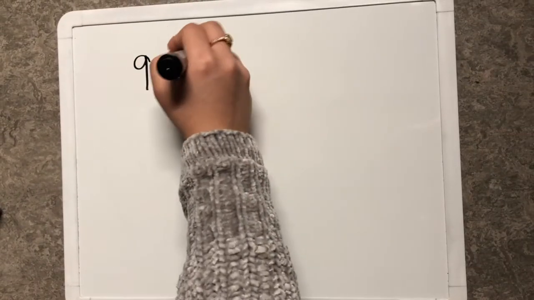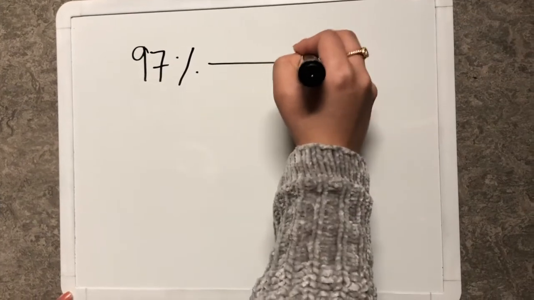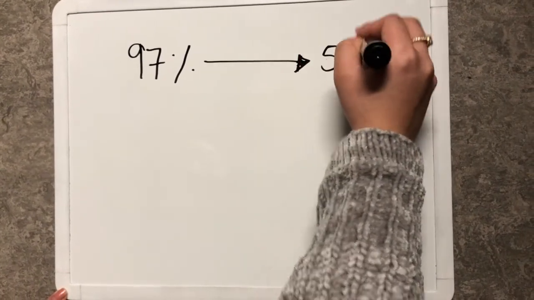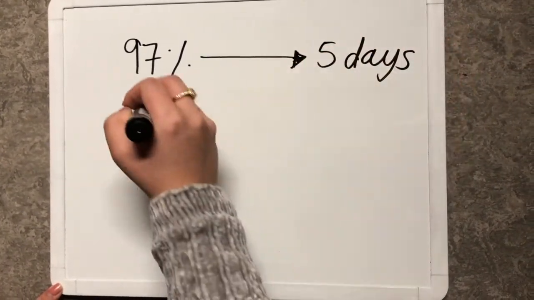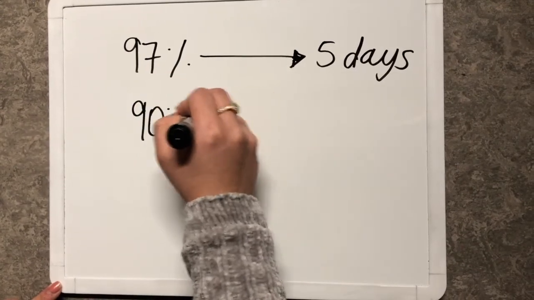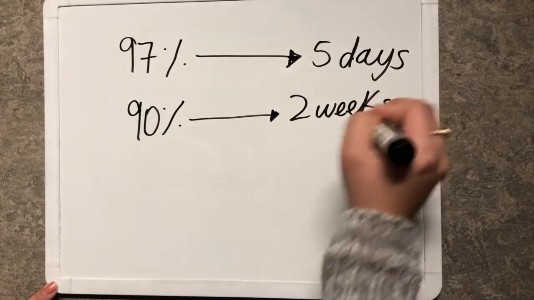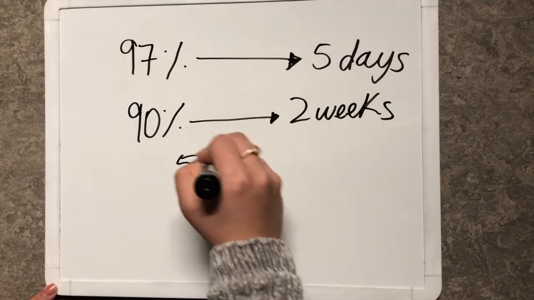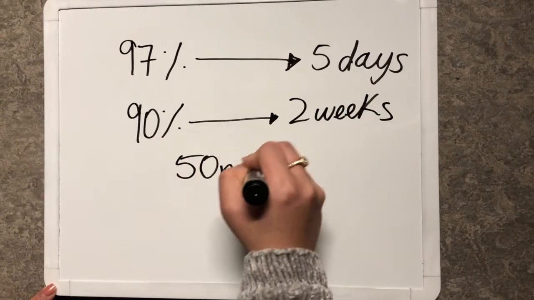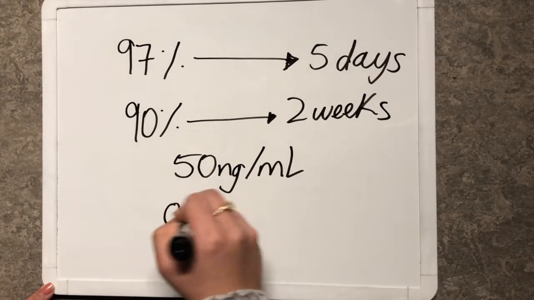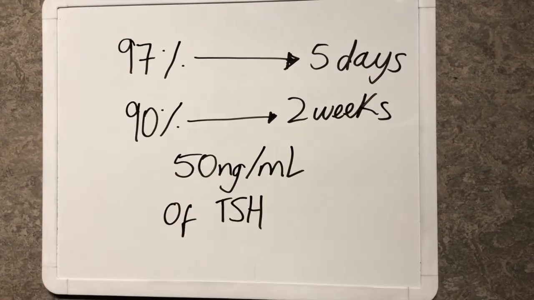When analyzing and measuring the immunosensor response, 97% of the sensor response towards TSH was retained after 5 days and 90% after 2 weeks from the initial response. Overall, 50 nanograms per milliliter of TSH was detected by the immunosensor created.